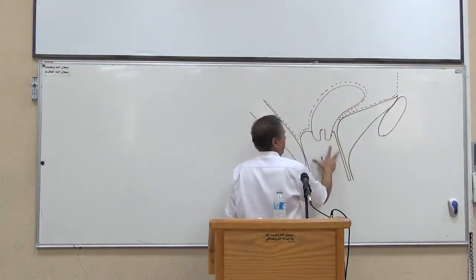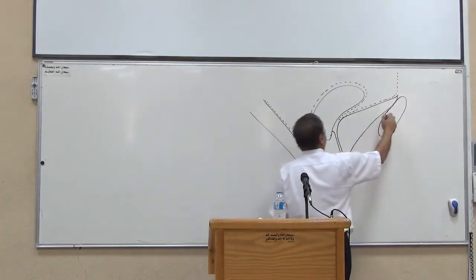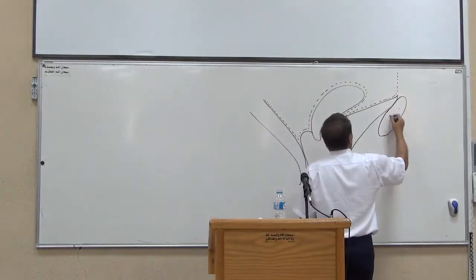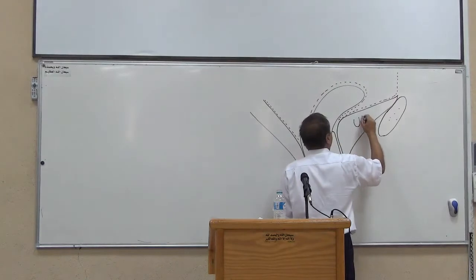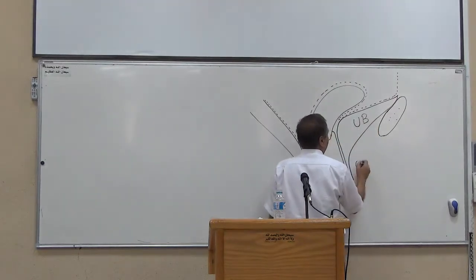And this is the vagina. This is the symphysis pubis. Behind it is the urinary bladder. And this is the female urethra.